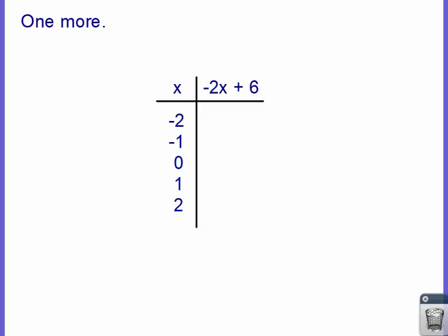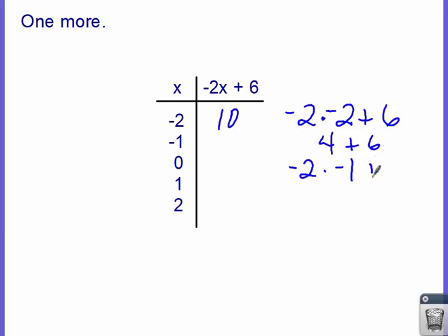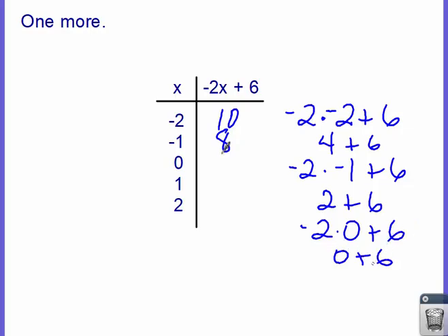Okay, let's see how you did. Well, this one says negative 2 times the value of x plus 6. Okay, so I come over here, negative 2 times my first x value of negative 2 plus 6. So negative 2 and negative 2 make positive 4. Plus 6 gives me 10. Okay, then I go to the next one. Negative 2 times negative 1 plus 6 gives me 2 plus 6, which gives me 8. Okay, and then negative 2 times 0 plus 6. That gives me 0 plus 6, which is 6.